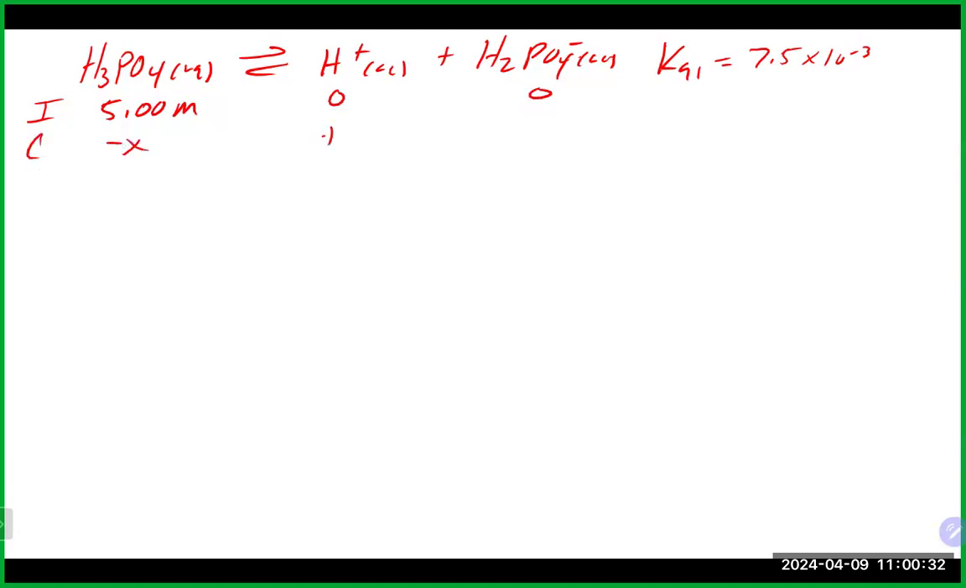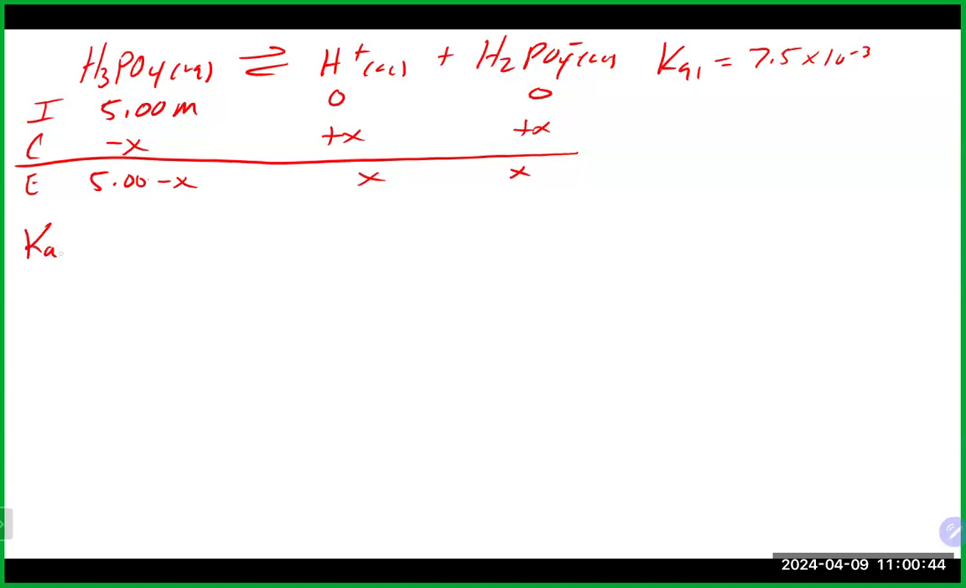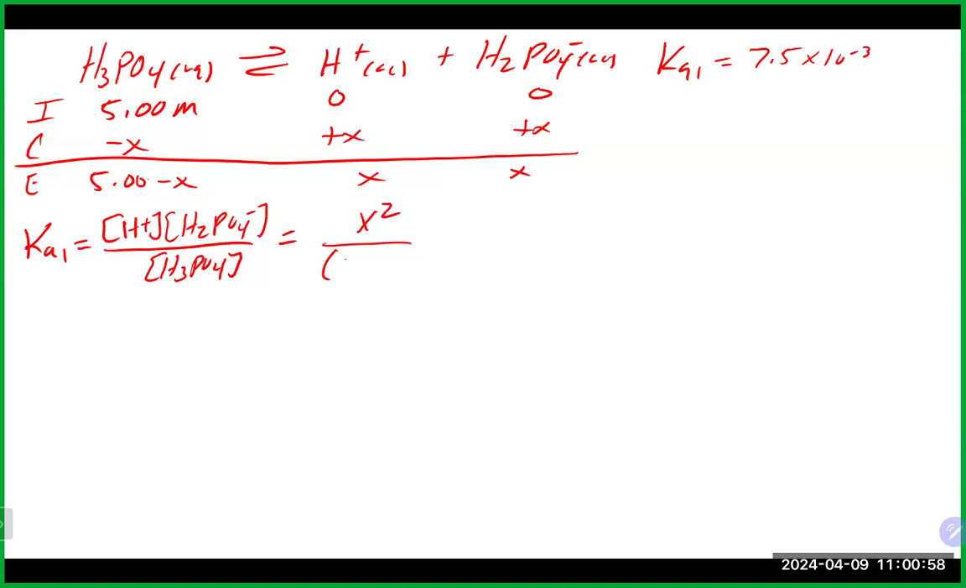Minus x plus x plus x, which means we will have 5 minus x, x, and x. Now, this is going to go into our Ka1 expression, which will be our H plus times our H2PO4 minus divided by our H3PO4. And putting those values in will give us x squared over 5 minus x is equal to our Ka1 value of 7.5 times 10 to the minus 3.